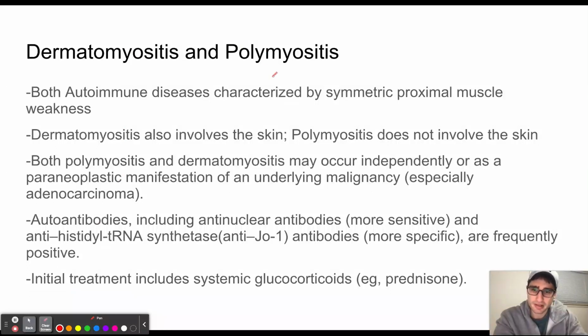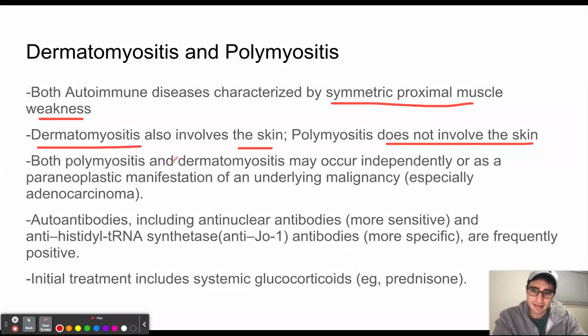Dermatomyositis and polymyositis are autoimmune diseases characterized by symmetric proximal muscle weakness. Dermatomyositis is going to involve the skin. Polymyositis, we're not going to have any skin findings. That is the big difference between these two diseases. With dermatomyositis, we're going to have skin findings as well.